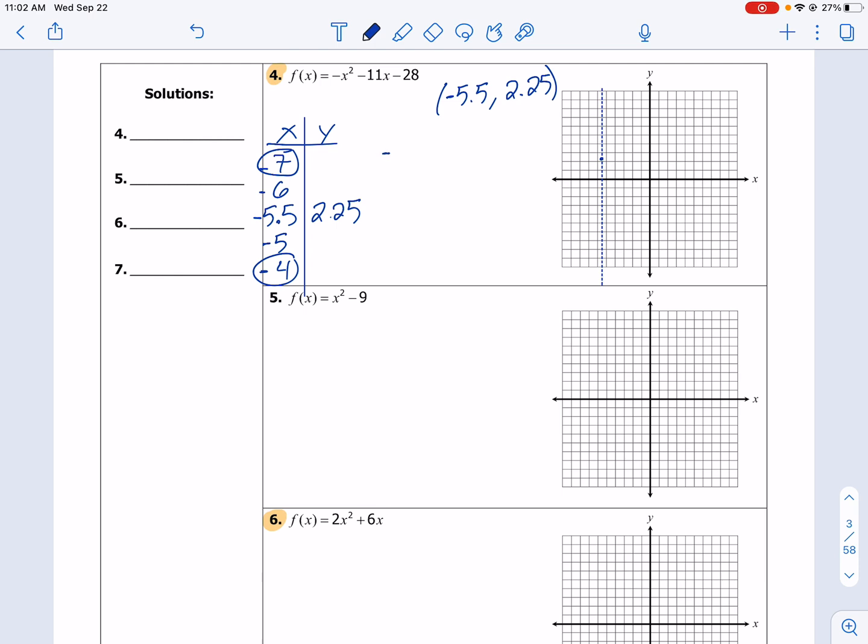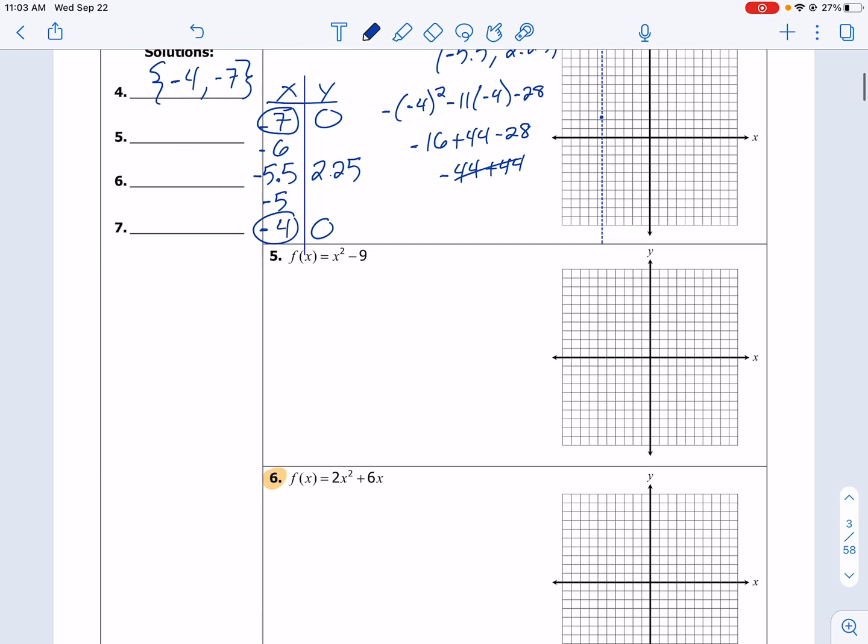Let's check. Negative 4 squared minus 11 times negative 4 minus 28. This gets us negative 16 plus 44 minus 28. And there you can see the negative 44 and positive 44 cross out, so we get 0 and 0. So the 2 solutions for 4 were negative 4 and negative 7.